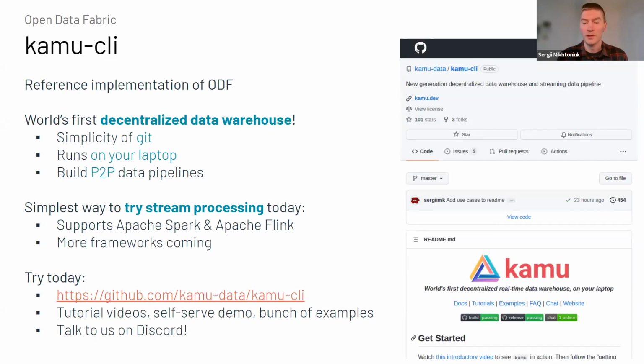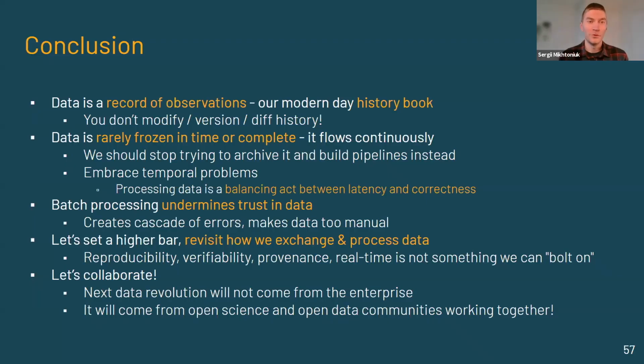And to conclude, I want to highlight that we kind of went for a full circle and we're returning to the core meaning of data. And data is just a record of observations. It's our modern day history book. And you don't modify, version, or diff your history. It doesn't make sense. If you do any of those things, it probably means that you're working with some derivative form or a projection, which is probably not fit to be your core data model.